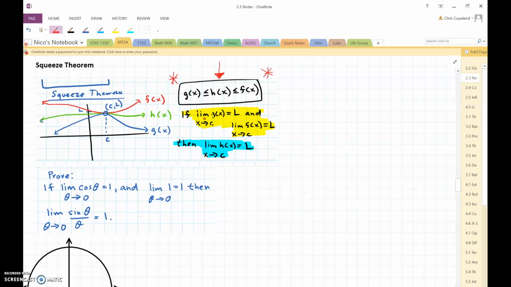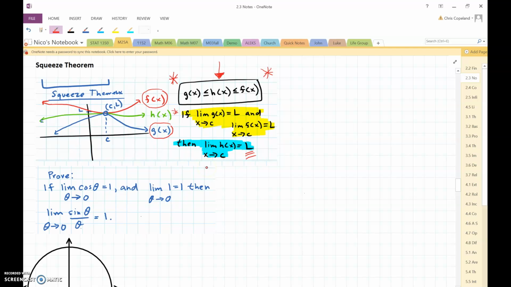So this states if the limit of g of x as x approaches c equals L, okay, some value L, and the limit of f of x as x approaches c equals L, okay, so basically this function here and this function here, when you're taking the limit of both of those as x approaches c, both of those are going towards L or equaling L. Then you can conclude that the middle function here, as the limit of h of x as x approaches c, will also equal L. Okay? So that's what the squeeze theorem states.